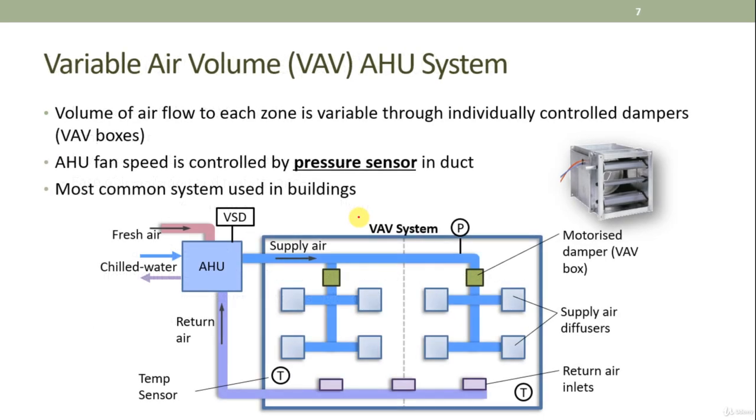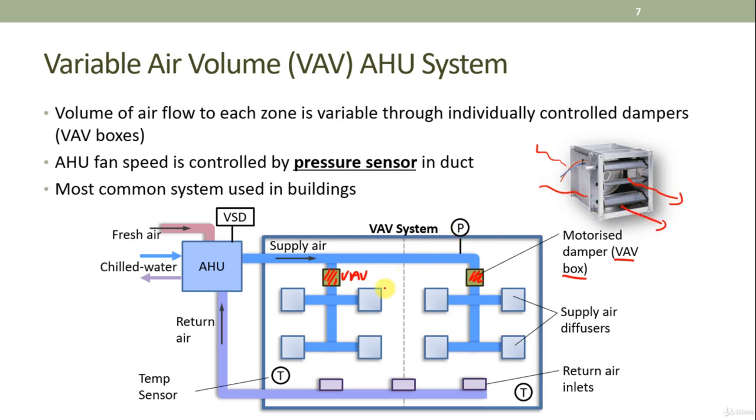Next, let's look at the variable air volume system, the VAV AHU system. In the VAV AHU system, there's this additional green box over here. This is what we call a VAV box. So these two are VAV boxes. Inside the VAV box, there's a damper. We call it the volume control damper, which helps to control the amount of cold air that will flow through.